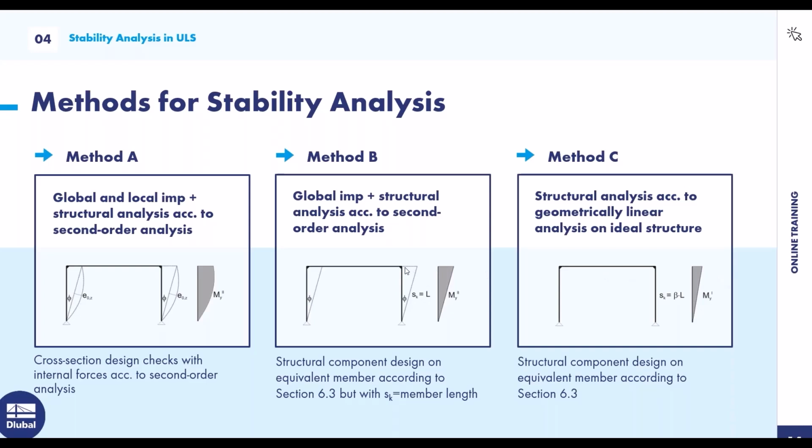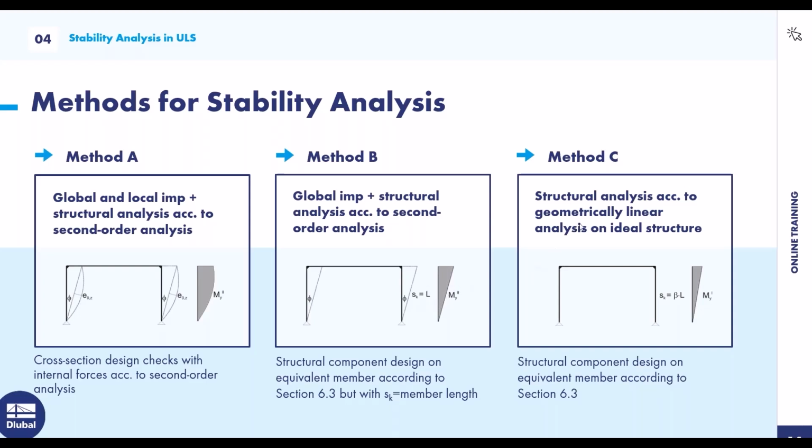Okay, methods for stability analysis. There are three methods. In method A, you have to apply a global and local imperfection, and the structure analysis should be done with the second order analysis. And then you can do the cross-section design checks with the internal forces. Method B: global imperfection, meaning only the initial sway imperfection. Then the structure is analyzed according to second order analysis. And what's quite important, you have to consider the buckling length by the member length, not with a factor. Sk is equal to the length.